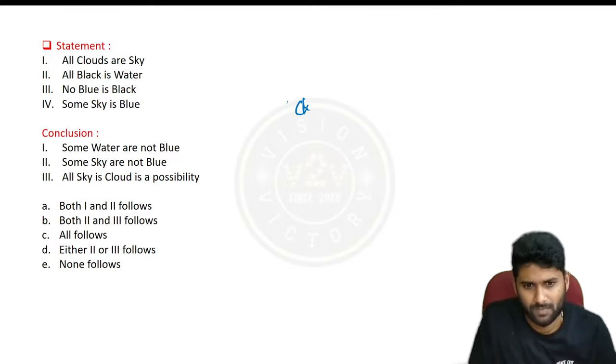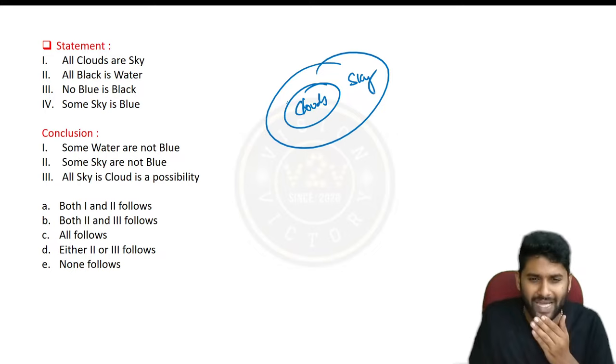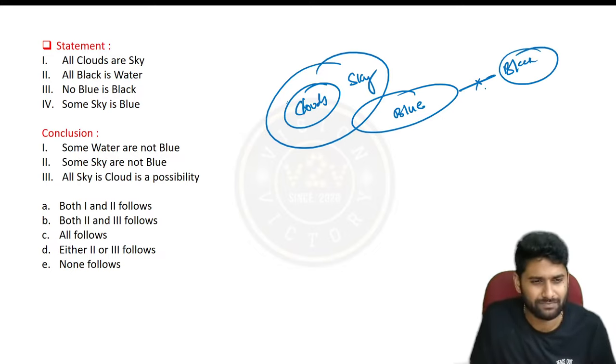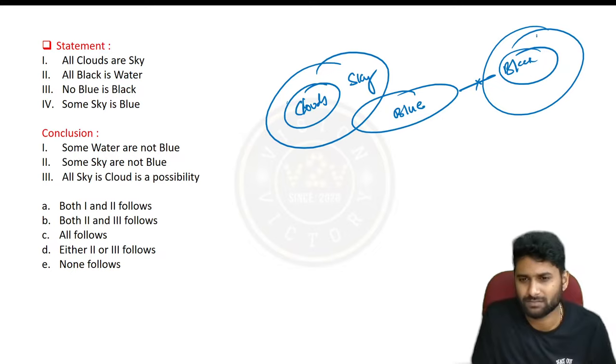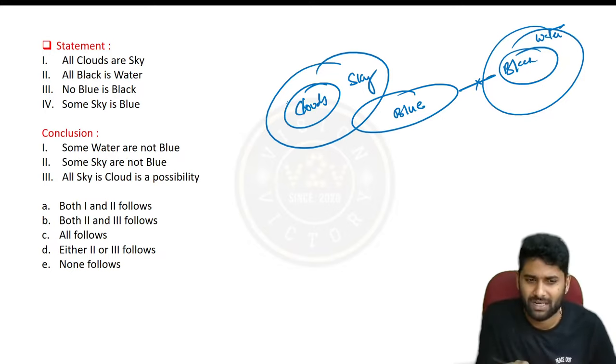Now see, all clouds are sky. All black is water. No black is blue. Some sky is blue. No blue is black. All black are water. Now let's check with these conclusions. Some water are not blue. Check in this way: all water can be blue.